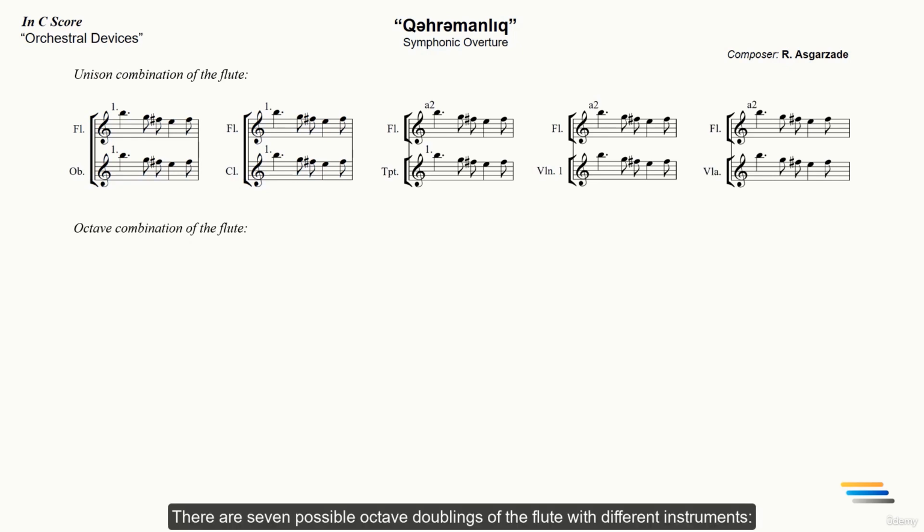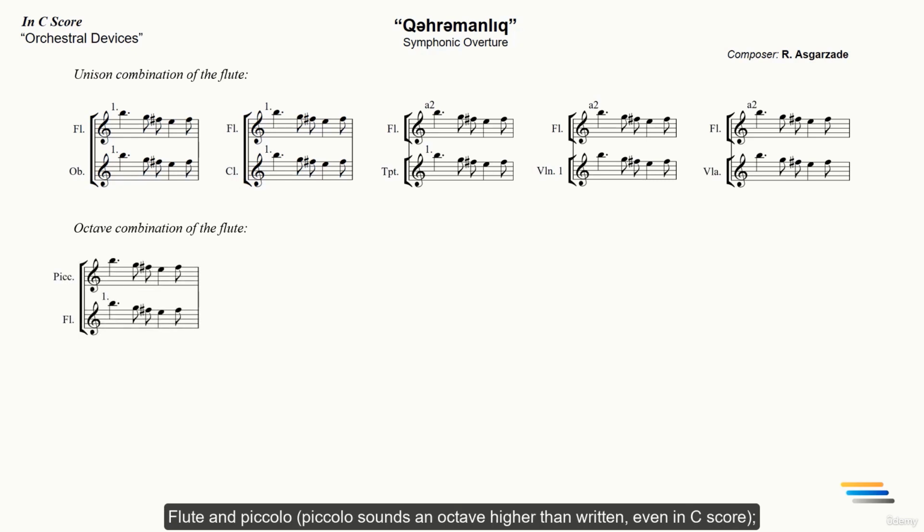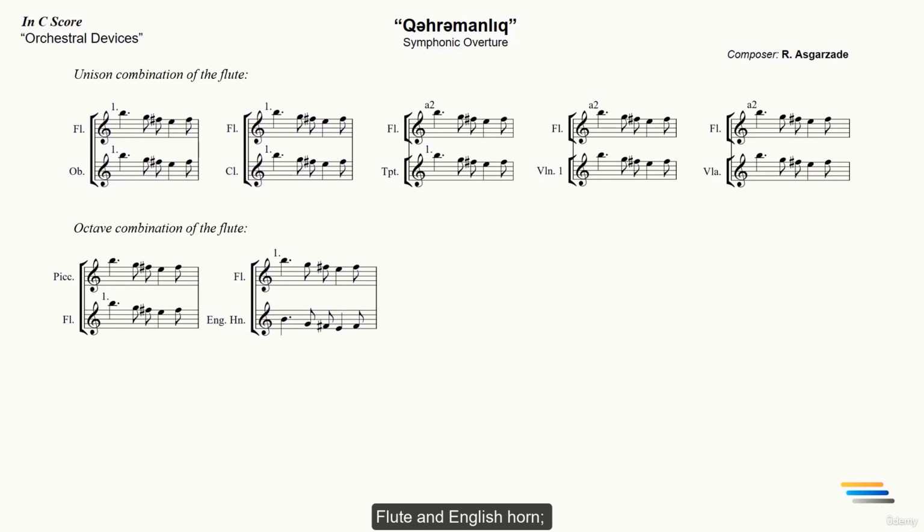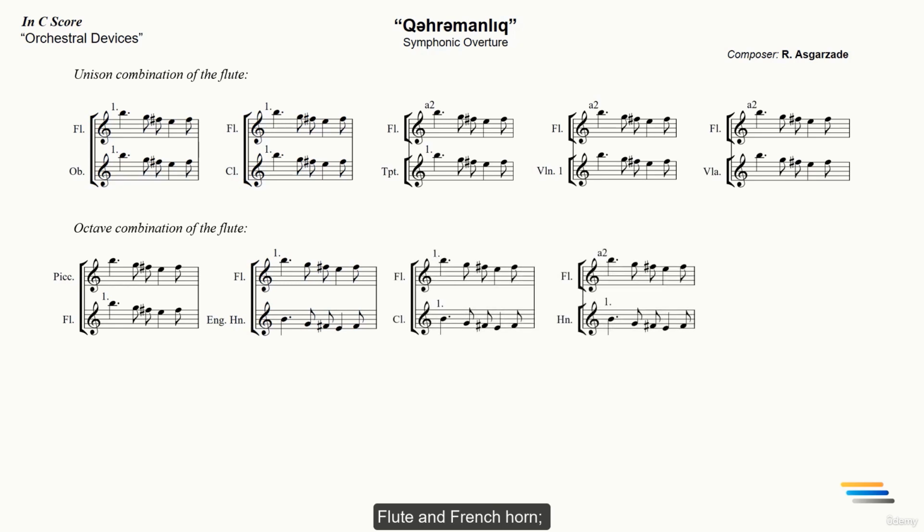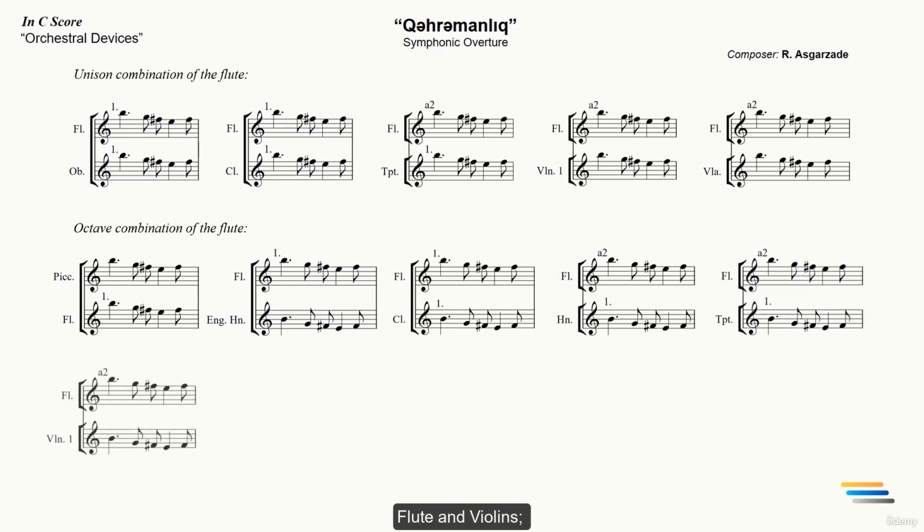There are 7 possible active doublings of the flute with different instruments. Flute and piccolo. Piccolo sounds an octave higher than written, even in C score. Flute and English horn. Flute and clarinet. Flute and French horn. Flute and trumpet. Flute and violins. Flute and violas.